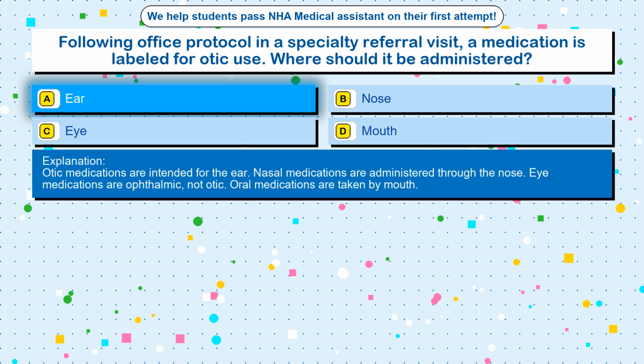Ear. Otic medications are intended for the ear. Nasal medications are administered through the nose. Eye medications are ophthalmic, not otic. Oral medications are taken by mouth.